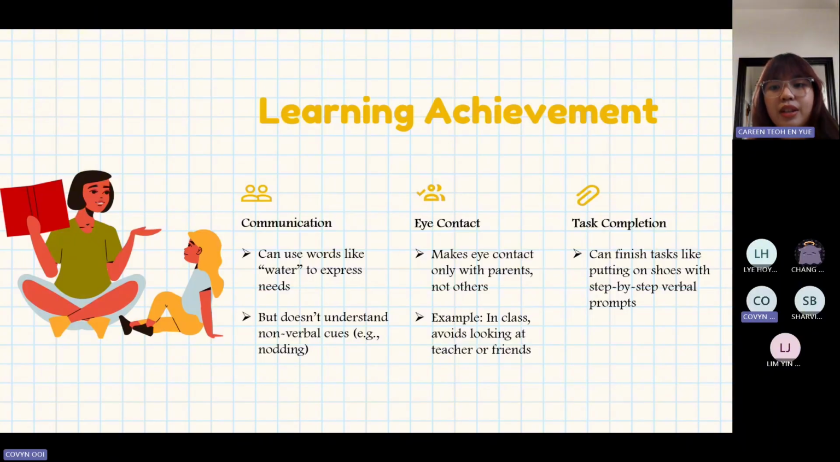Lastly, for the task completion, Ethan can complete a task like putting on shoes if someone provides a clear and step-by-step verbal prompt and guidance. So now I'll pass it to Hui Hui.